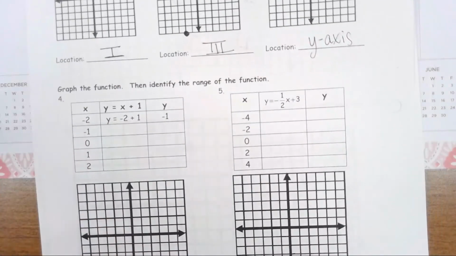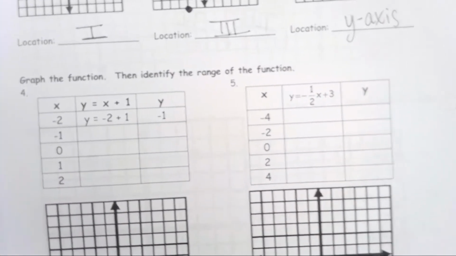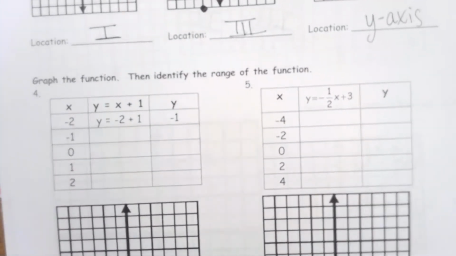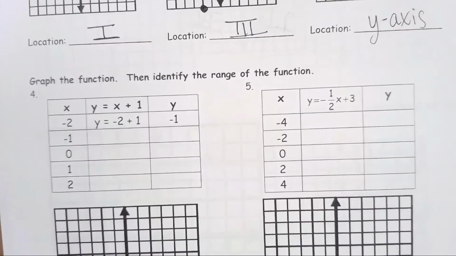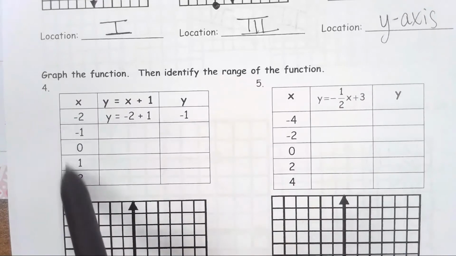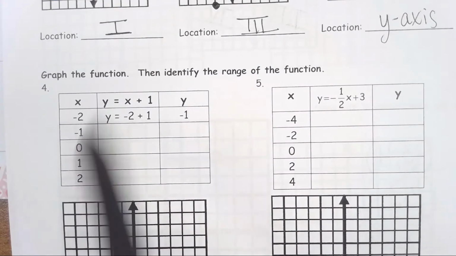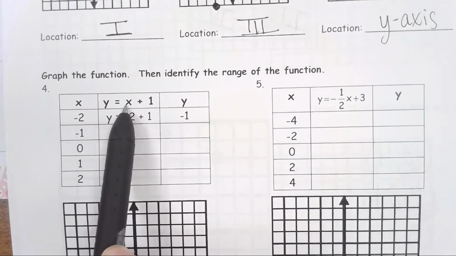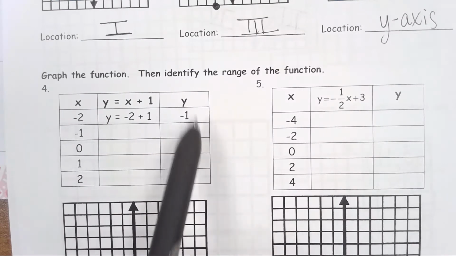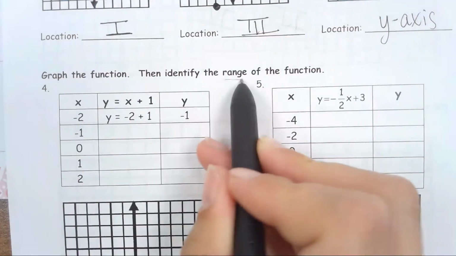Next part here is we're going to graph the function and then identify the range of the function. So this is where we set up our t-tables. And what we are doing is we are going to be plugging in our x values. So we are going to be plugging in our inputs into x in our equation. And then we are going to get our outputs over here for y, which we indicate as the range.